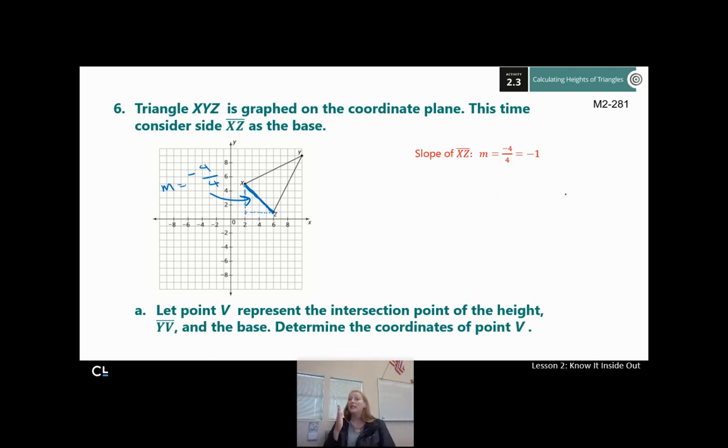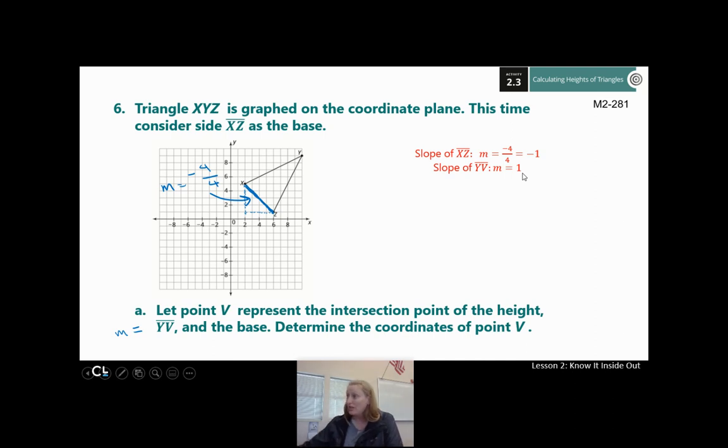Now, we said the height's perpendicular to it. So that means the slope of my height, the slope of YB, needs to be the opposite reciprocal. So I've got to change from negative to positive and I've got to flip it. Well, 4/4, if I flip it, is still 4/4. So this is going to be a +1. The slope of XZ, the slope of my base, is -1, but the slope of my height is going to be +1.